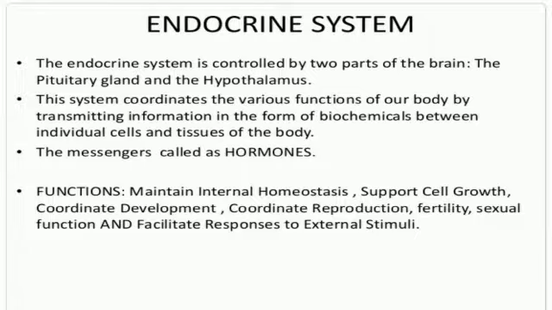The endocrine system coordinates the various functions of our body by transmitting information in the form of biochemicals between individual cells and tissues of the body. This messenger is called a hormone. The main function of the endocrine system is to maintain internal homeostasis, that is, the internal equilibrium. The second is to support cell growth, coordinate development, coordinate reproduction, fertility and sexual function, and facilitate responses to external stimuli.